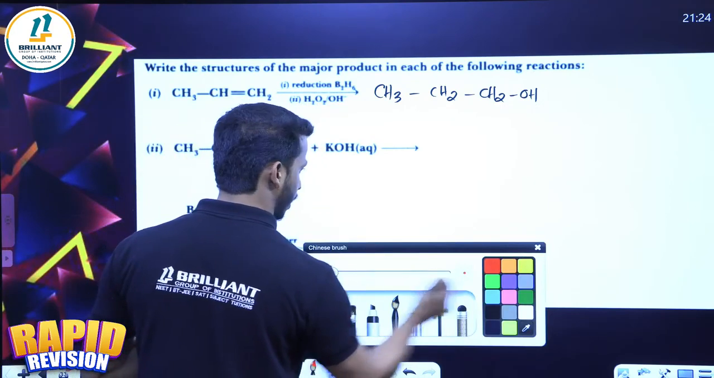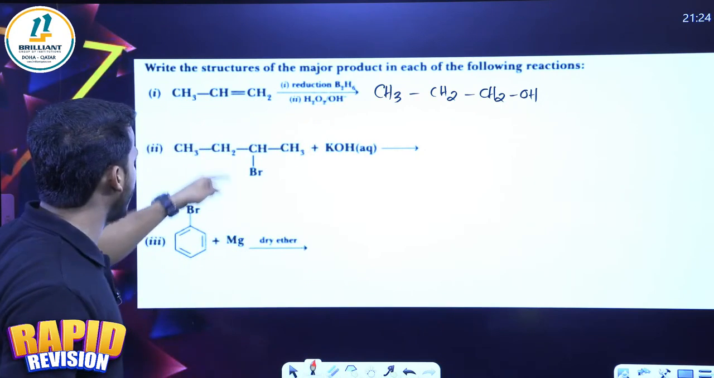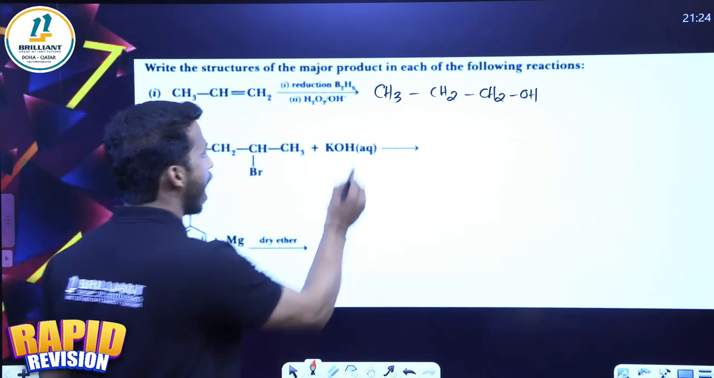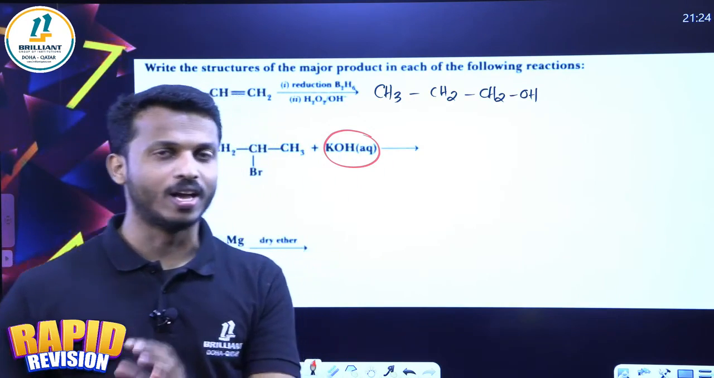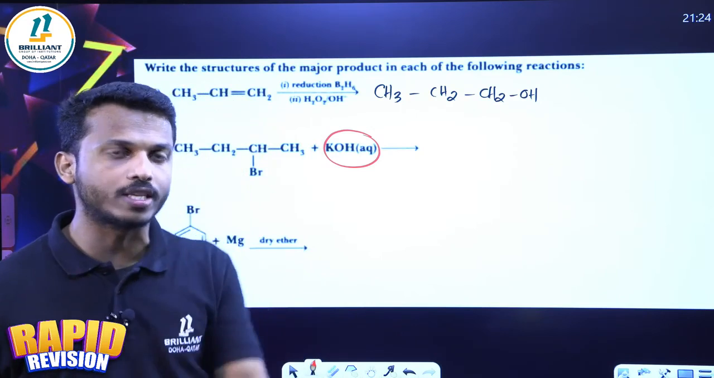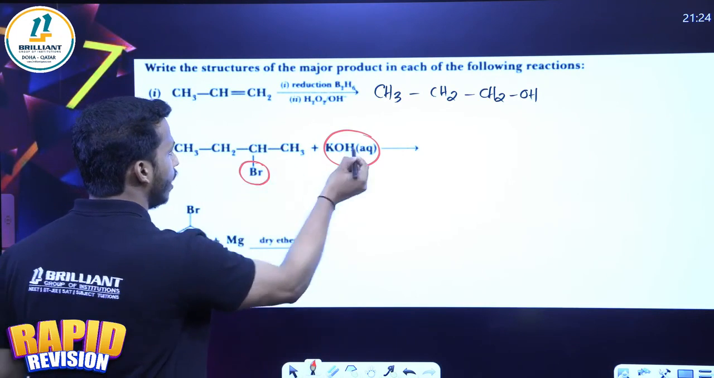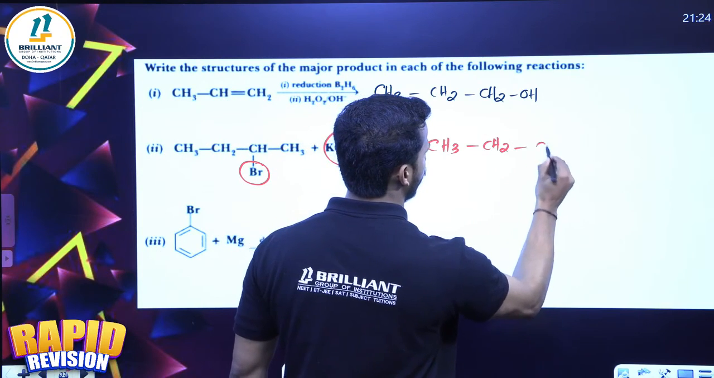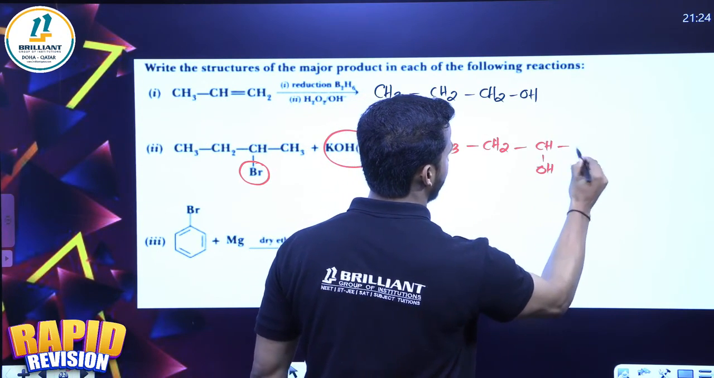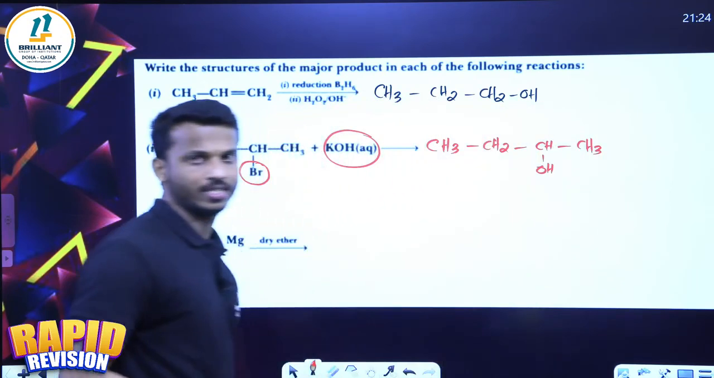Next one is given, which one, dear all? That is 2-bromobutane with aqueous KOH. Remember all of you, whether they give aqueous or alcoholic. Aqueous KOH means nucleophilic substitution. Br is removed and replaced by OH. You will get CH3CH2CHOHCH3, butan-2-ol, as the product.